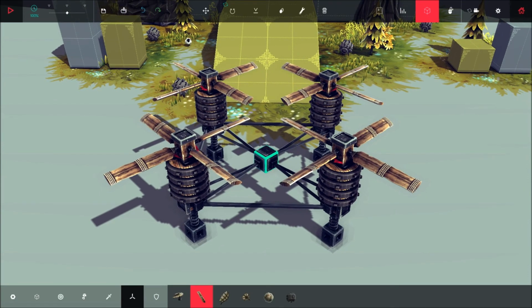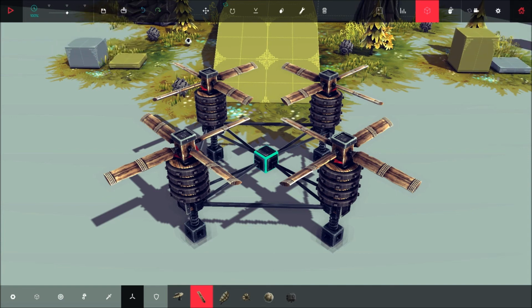Hope you all learned from this. That's how you map the controls for your quadcopter.